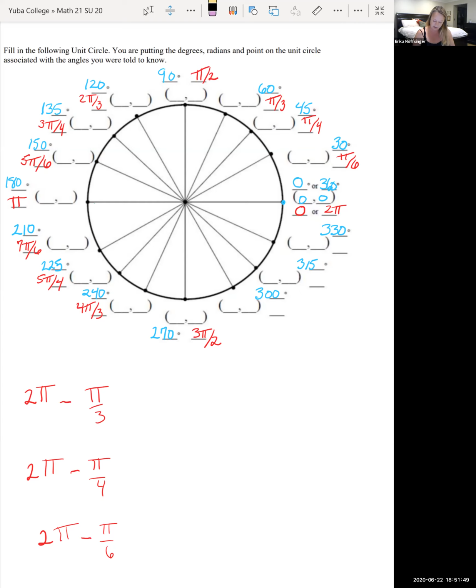So to get a common denominator, I'm going to have to multiply this one by 3 over 3. So this is 6 pi thirds minus 1 pi thirds. 6 pi minus 1 pi is 5 pi. So this is 5 pi thirds, at the 300 degrees. So 2 pi, get a common denominator, multiply this by 4 over 4. So this is 8 pi fourths minus 1 pi fourths. This is 7 pi fourths. And then common denominator is 6. So this is 12 pi over 6 minus 1 pi over 6 is 11 pi over 6.